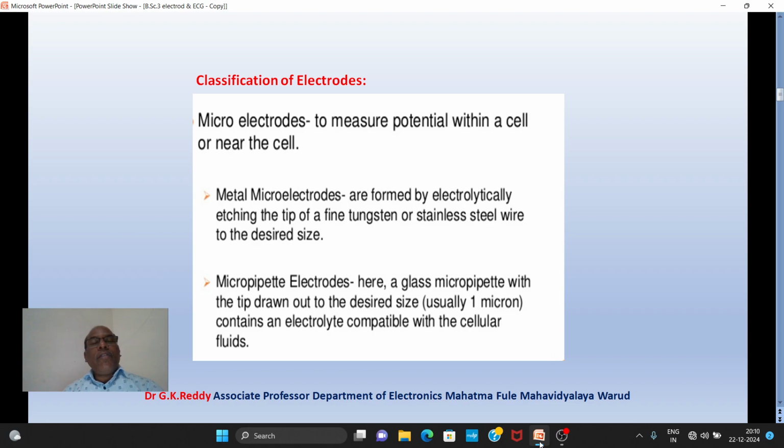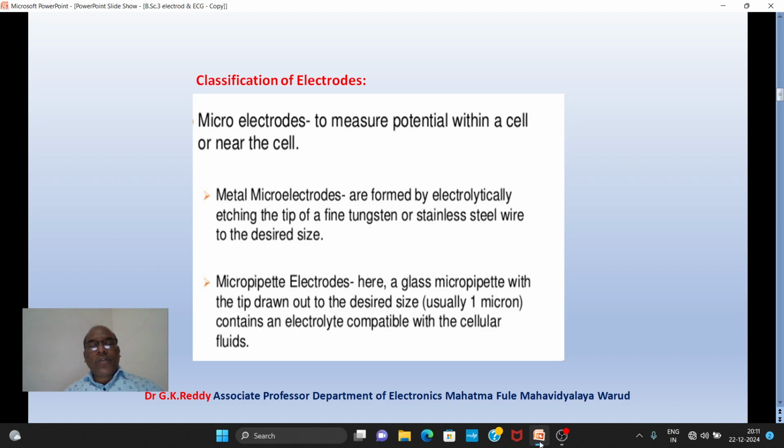Then which are the different types of electrodes which we can use in biomedical electronics? First one is microelectrodes. These microelectrodes are used to measure potential within the cell or near the cell. Then metal microelectrodes. These are formed by electrolytically etching the tip of a fine tungsten or stainless steel wire to the desired size.